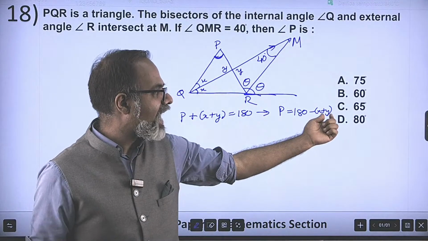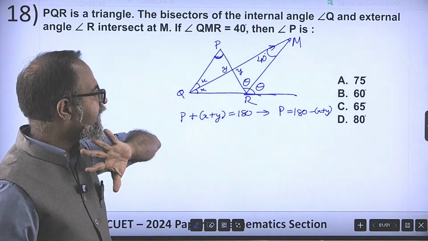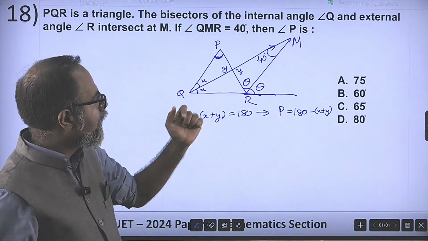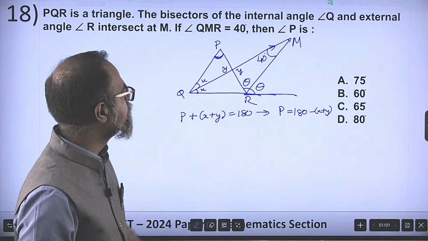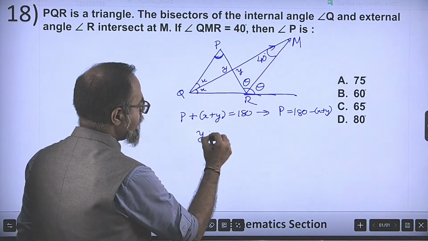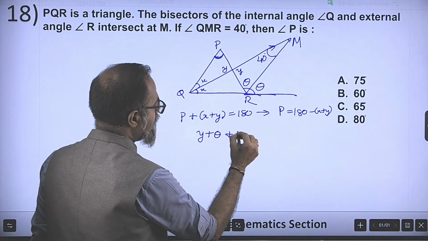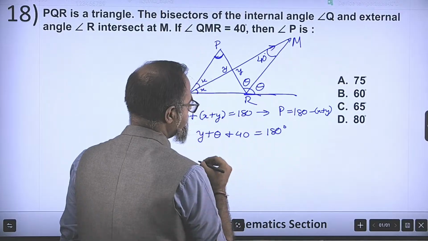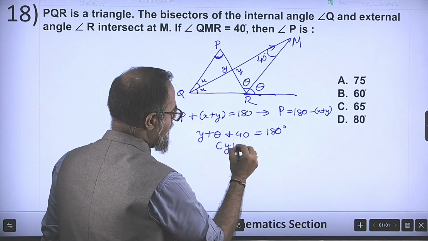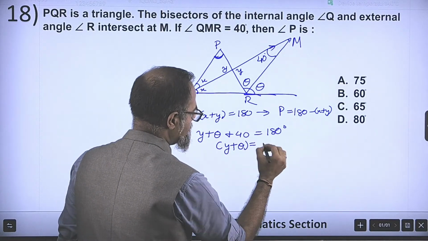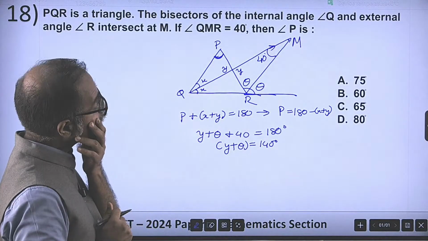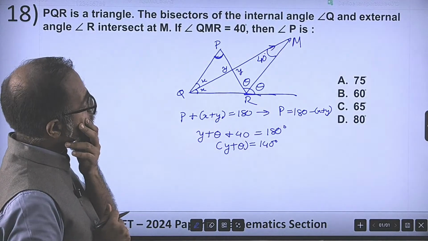So if I know the value of X plus Y, I just subtract it from 180 and I will get the angle required. Great. Now let's focus on this triangle. Y plus theta plus 40 again is 180, which means Y plus theta is 180 minus 40, 140 degrees. Okay, so Y plus theta I got. What else can I do?